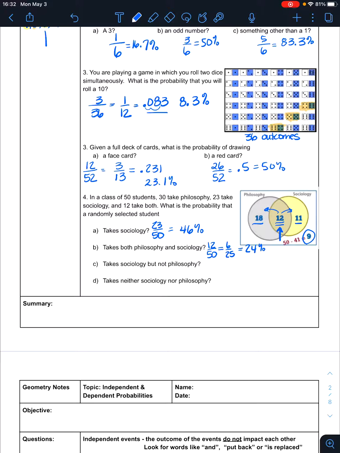How many are taking sociology but not taking philosophy? That's where we want this 11. 11 of the 50 are only taking sociology. Okay, 11 out of 50 is 22%. And then what's the probability of choosing someone who is not taking sociology or philosophy? So that would be the 9 people of 50 people are not taking either one, which is 18%.